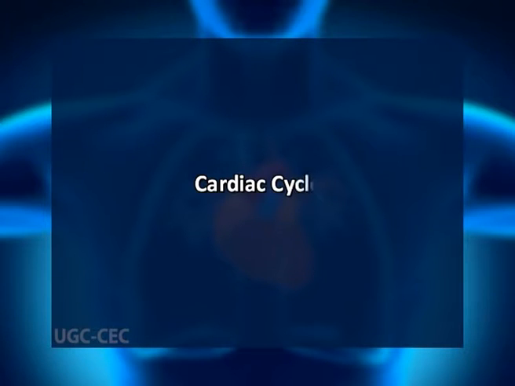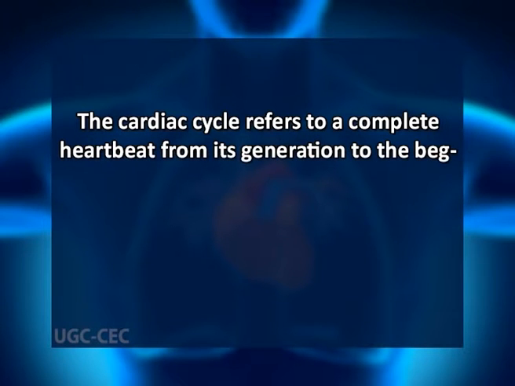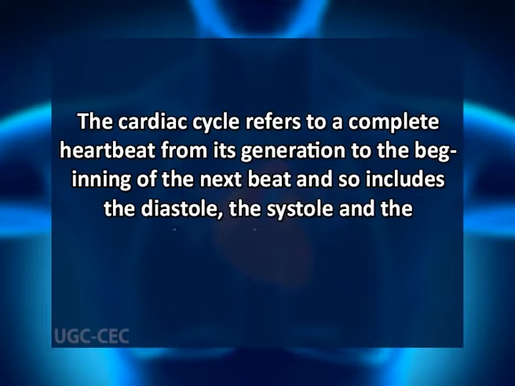The next component of today's module is the cardiac cycle. Blood must continuously be moved around the body, collecting and supplying vital substances to cells as well as removing waste from them. The cardiac cycle refers to a complete heartbeat from its generation to the beginning of the next beat, and so includes the diastole, the systole, and the intervening pause. The cycle takes place in the following sequence.